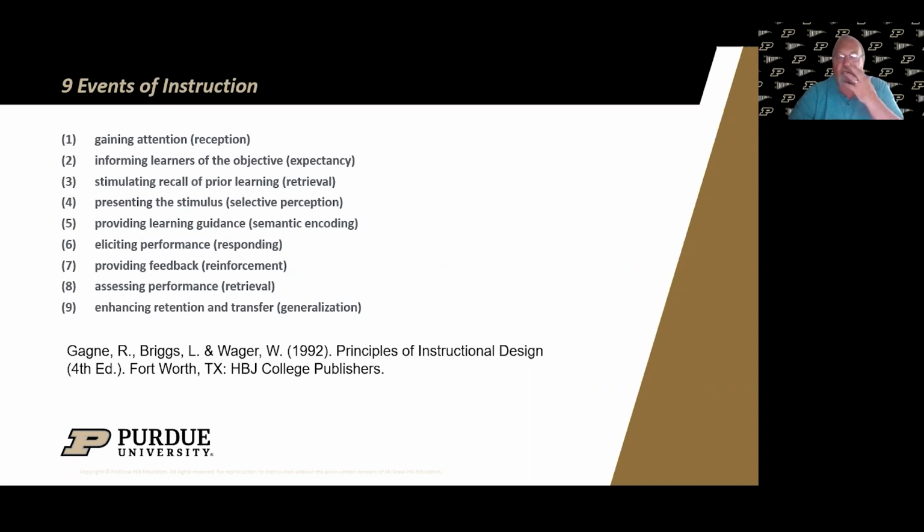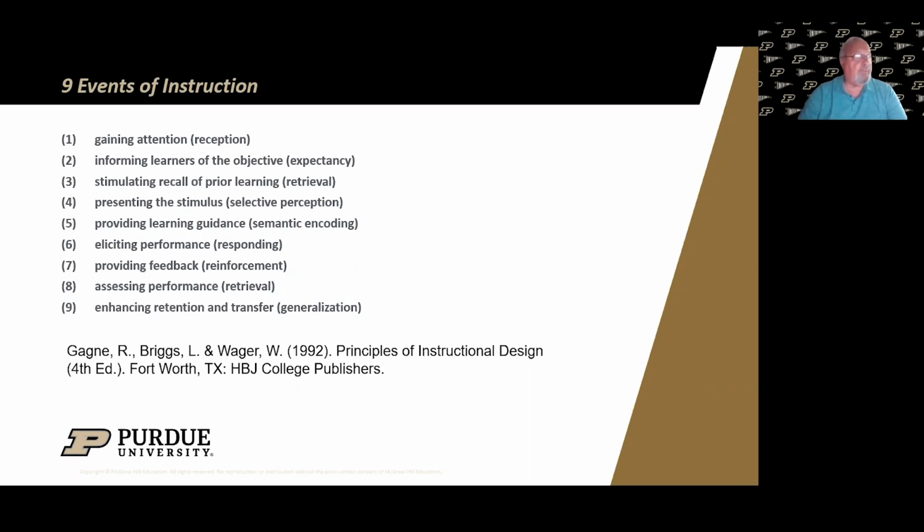Informing learners of the objectives. Just as I told you what our objectives for this session are, you need to establish the expectation level of the learners. You need to stimulate recall of prior learning where possible. Retrieval is the event. You need to present the stimulus, the selective perception. You need to provide learning guidance, which is systematic encoding, which we'll talk a lot about in learning theories and learning styles.